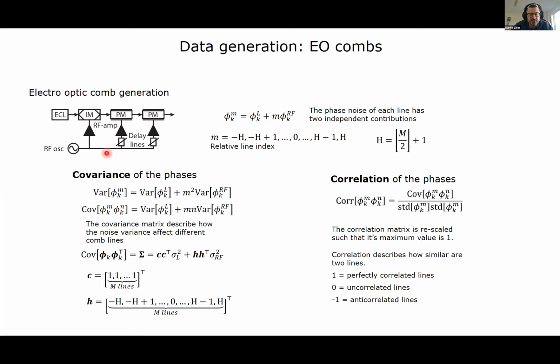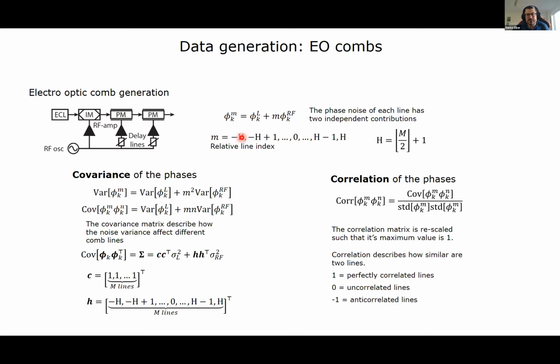Now for the electro-optic combs, the phase of one of the lines, m, equals the phase coming from the laser, plus m, where m is the number of the harmonic, times the phase of the RF oscillator. And what we would like to identify is how much phase noise there is as a contribution from the laser and how much is from the RF, where m is this relative index and h is the number of phases we are having.